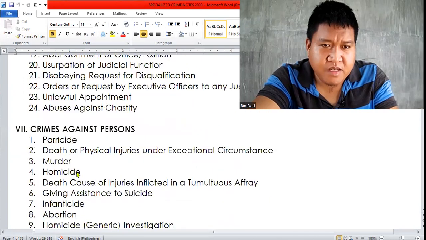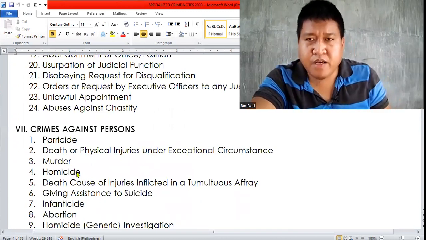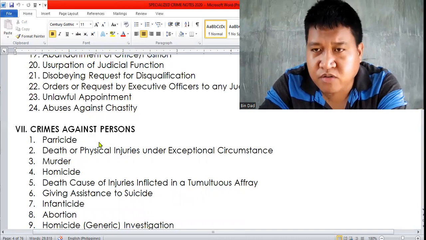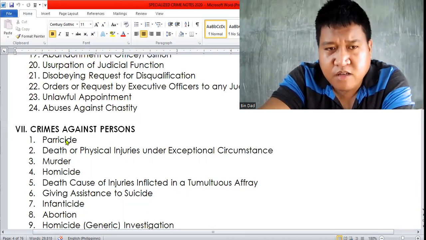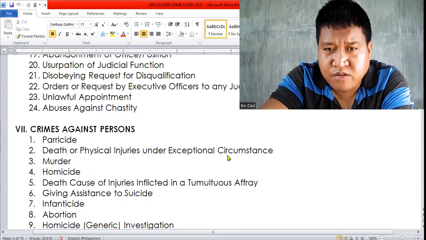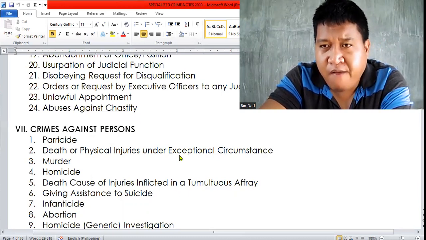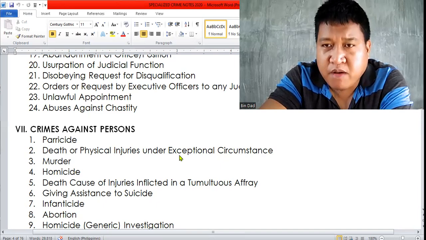There are many there. Then crimes against person, these are the common or traditional crimes that are happening and encountered by our investigators. Parricide is committed against you. It is killing. The crime with killing here is parricide, death or physical injuries. With death or physical injuries, the law considers that because of extraordinary shame given, due to the outburst of emotion, it is reasonable for this person to do it.